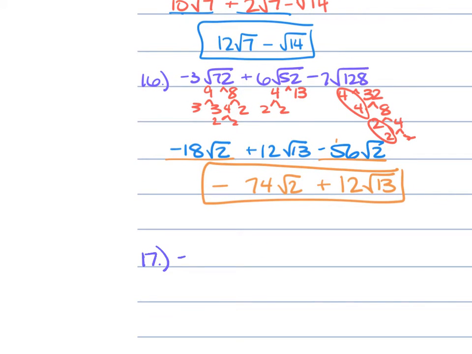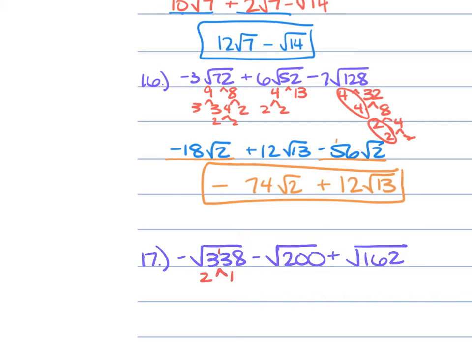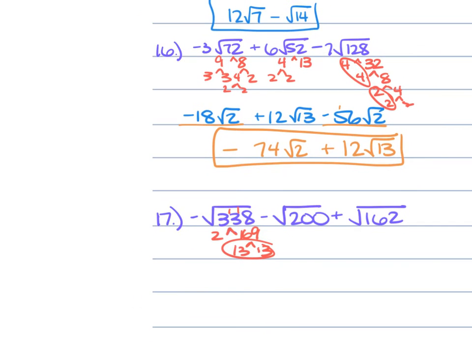For 17, we have negative the square root of 338 minus the square root of 200 plus the square root of 162. So 338, let's do 2 and 169. 169 is 13 and 13. So this is negative 13 square root 2.